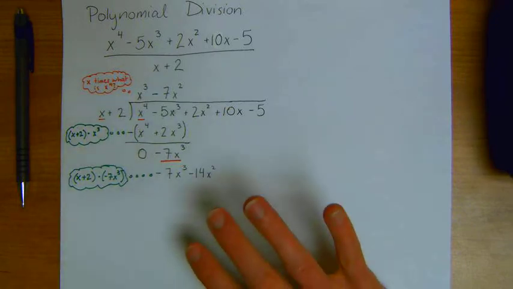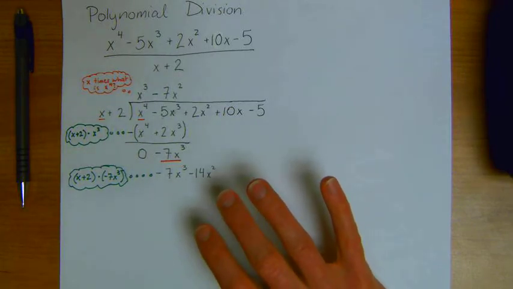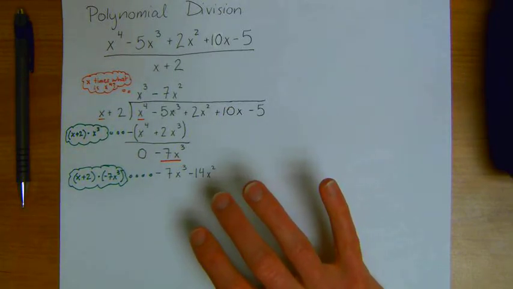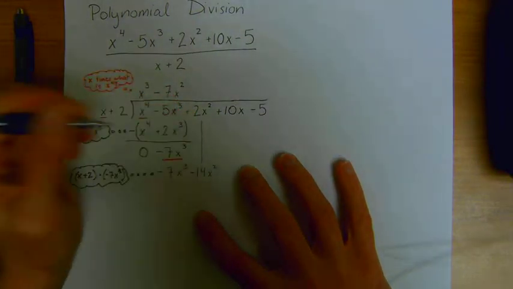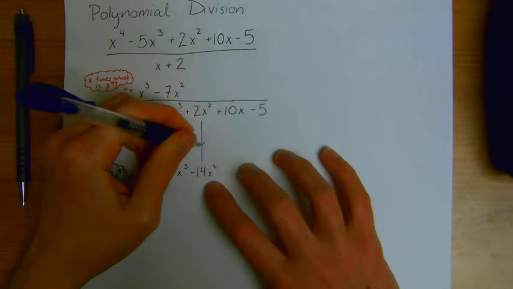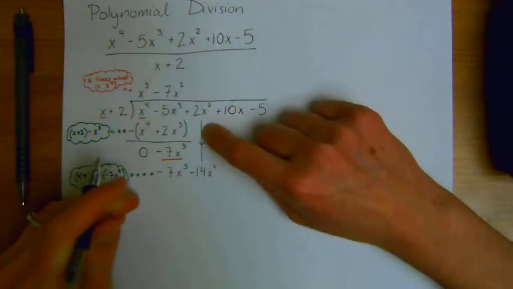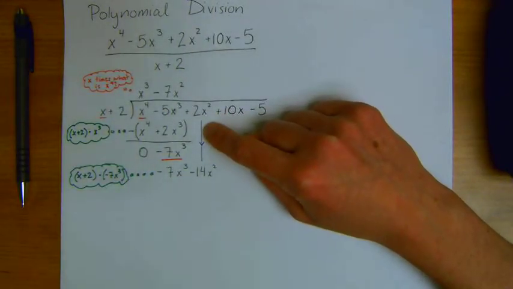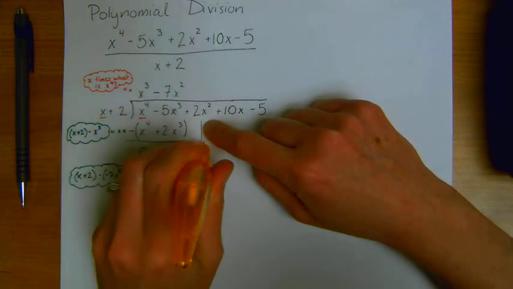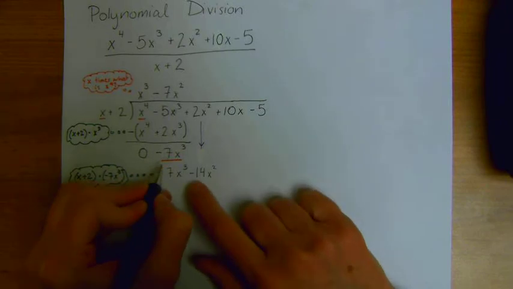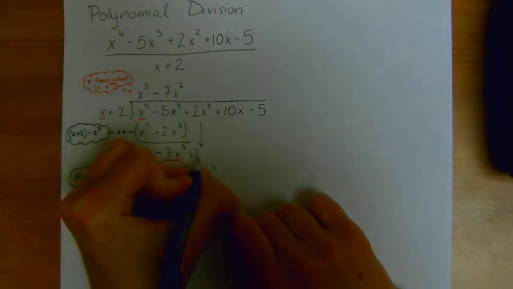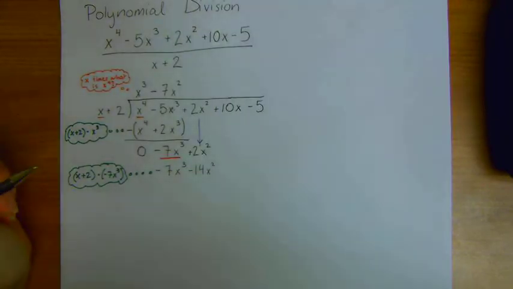Maybe I should use a different color. Here's blue pen, although it might not show up very nicely. Just like in long division, whoopsie, I put my arrow too long. I bring down this 2x squared because I want to know plus 2x squared.